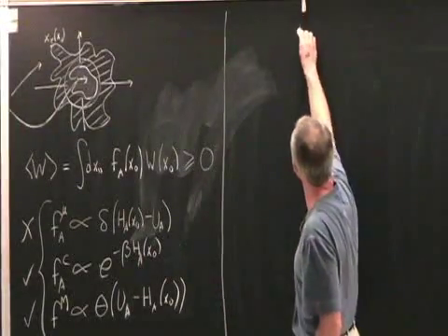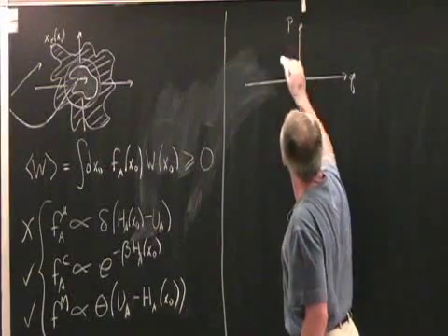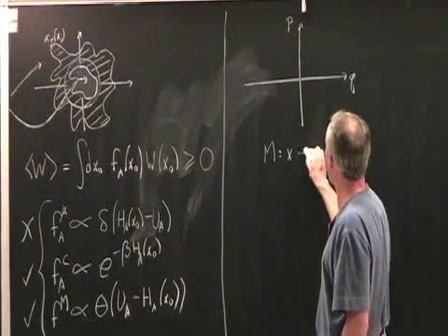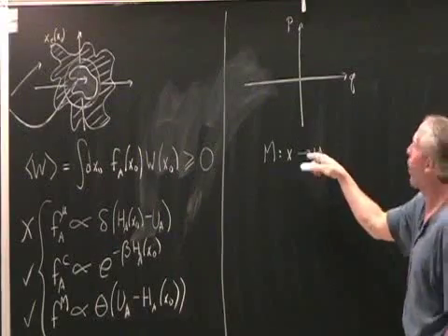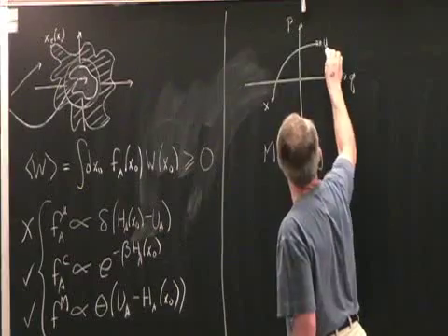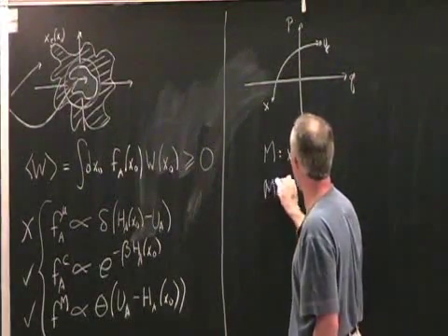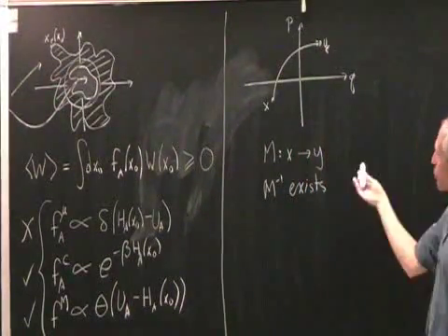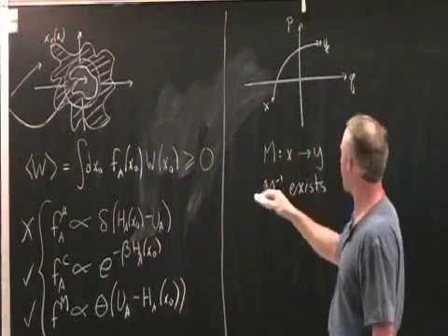Let me set it up in a very general way. Again, here's my base space, and let me assume that I have some mapping M which maps some point x in phase space onto some point y in phase space. So for any point x, this mapping will take me to some point y. Right? And I'll assume 2 things about this mapping. Number 1, that it's invertible. So M inverse exists.